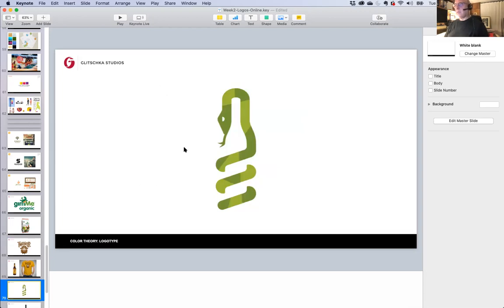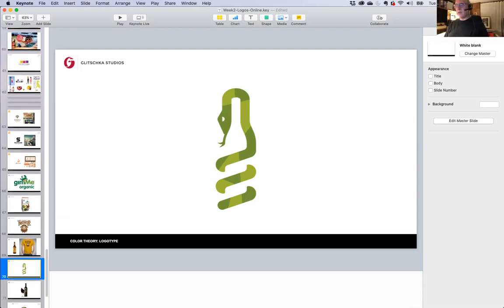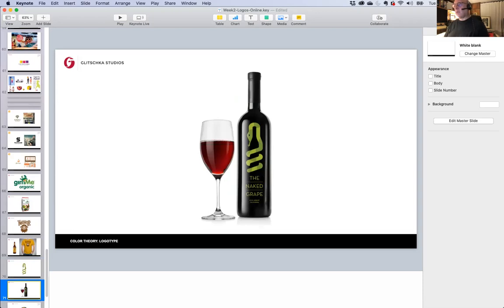Here's another one by him. What do you see there? Snake in a bottle. There's no bottle, but the bottle is defined by the negative space in a great way. And this is called the naked grape. What comes to mind when you see that, the snake and the naked grape? Wine. Like Adam and Eve. Adam and Eve, yes. Now, the story of Adam and Eve, maybe that's a positive association for wine because it's somewhat hedonistic and maybe a bit sinful. Maybe that's okay for wine, right?